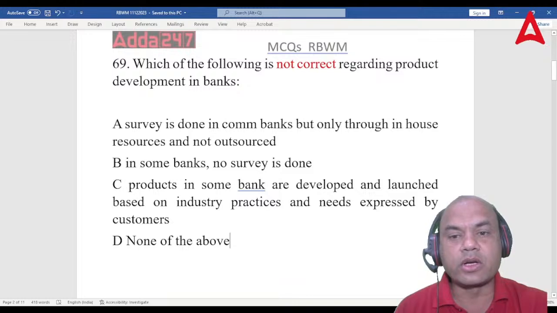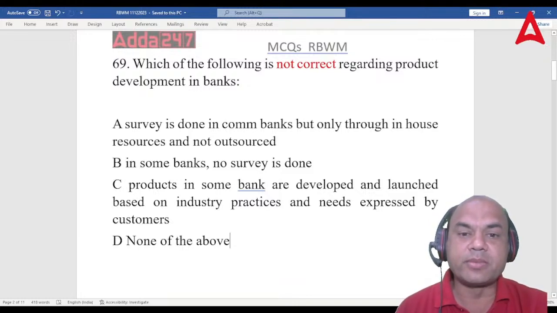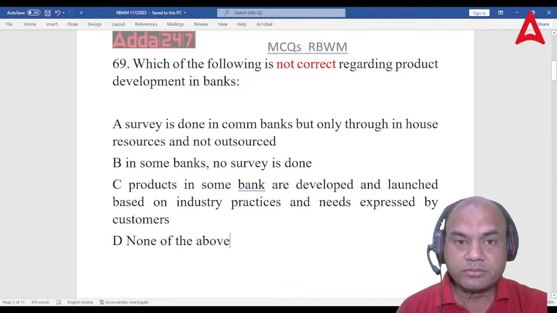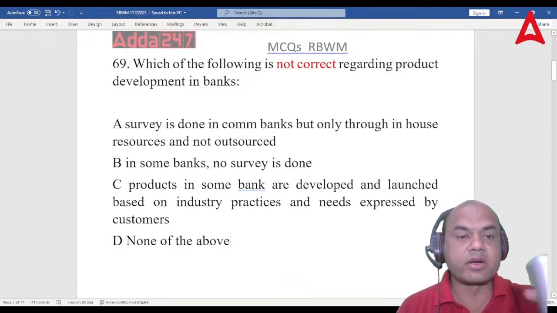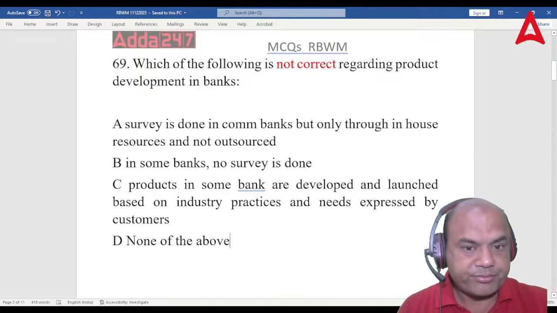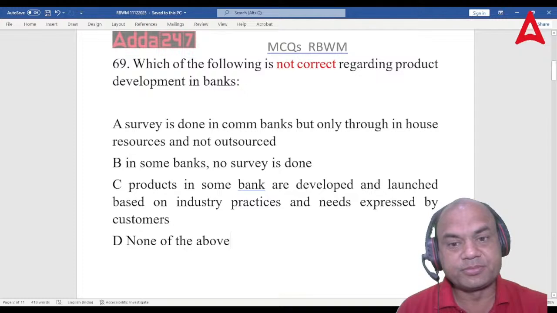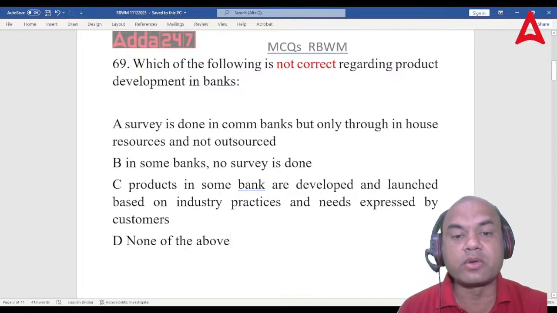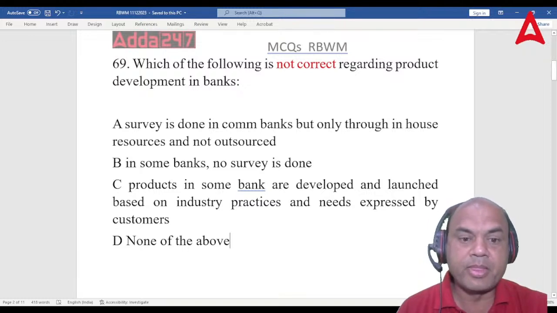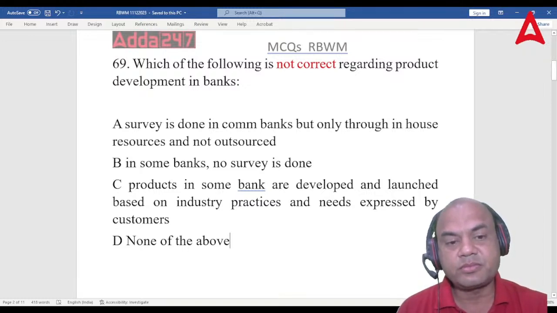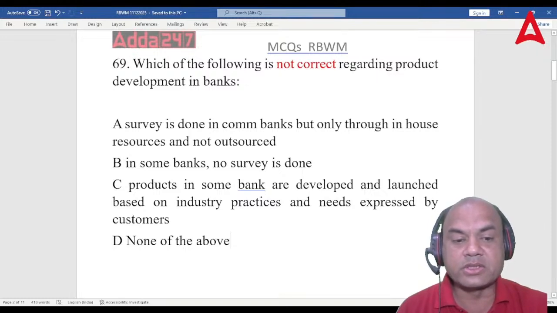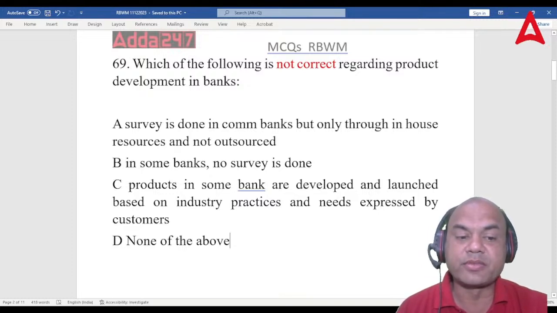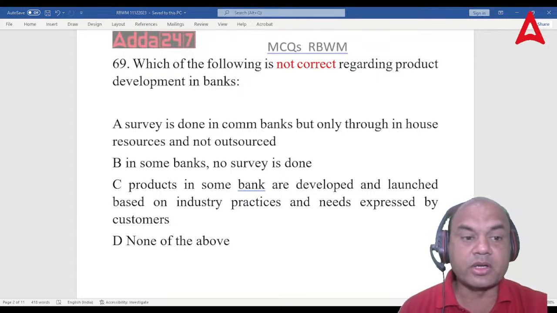Which of the following is not correct regarding product developments in bank? So we want what is not correct regarding product development. Survey is done in commercial banks, but only through in-house resources and not outsourced. We want not correct. Okay. In some banks, no survey is done. Products in some banks are developed and launched based on the industry practices and needs expressed by the customers. And D, none of the above. So which of them is not correct? Yeah, not correct. We want not correct.